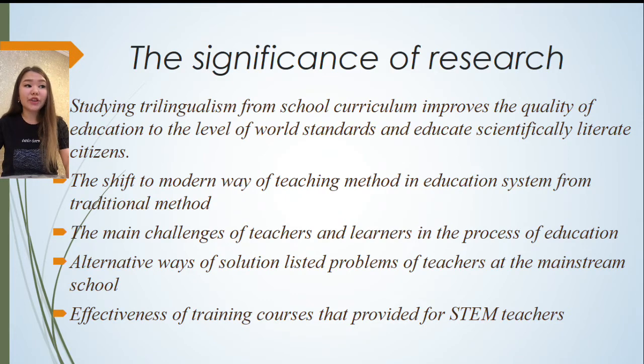Third one is the main challenges of teachers and learners in the process of education. Fourth one is the alternative ways of solution to listed problems of teachers at the mainstream school. And last one is the effectiveness of training courses that were provided for STEM teachers. And in this part I will explain the perception, opinions and the experiences of science teachers during the training course.